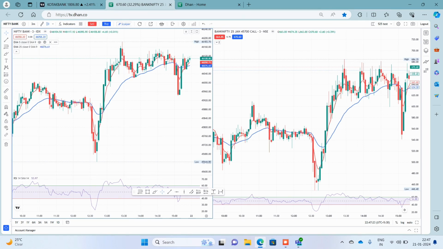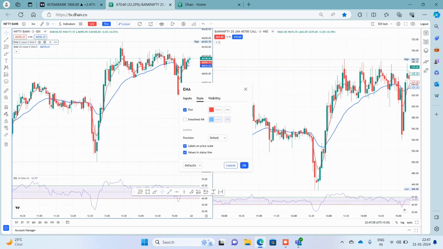Here you can see the settings of EMA. I used only two simple EMAs. One is the default EMA, where you will get length as 9. You need to change it to 5 and the source is close. Only these two things you have to change, nothing else. Style and color, based on your preference, you can choose your color.